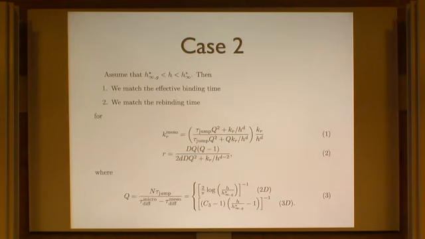The second case is that h is between these 2. And then it turns out that in this regime we can both match the effective binding time and exactly match the rebinding time. And we do that for Q R meso equal to this and R equal to this. Unfortunately the expressions are not as nice as in the local case. But it's fairly straightforward to derive these. We're basically just plugging everything in and then doing a bunch of algebra and we get this.